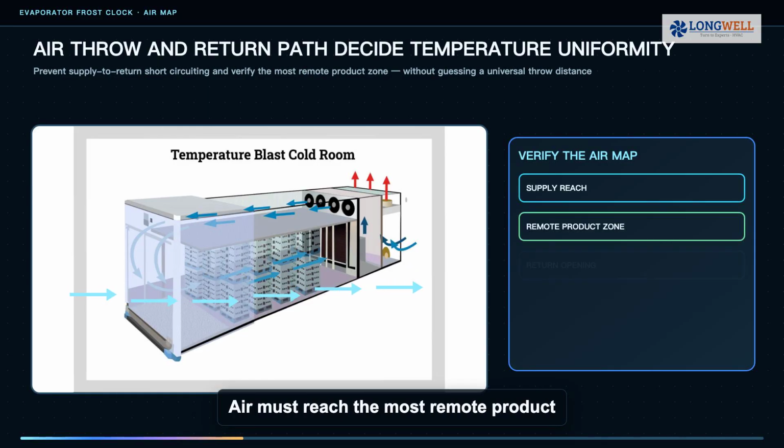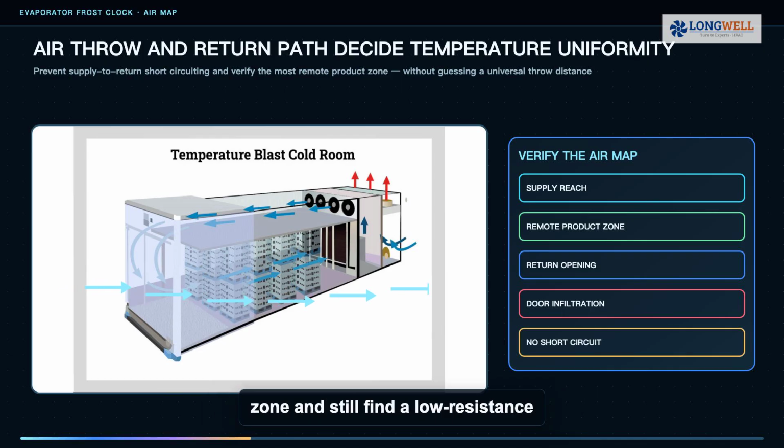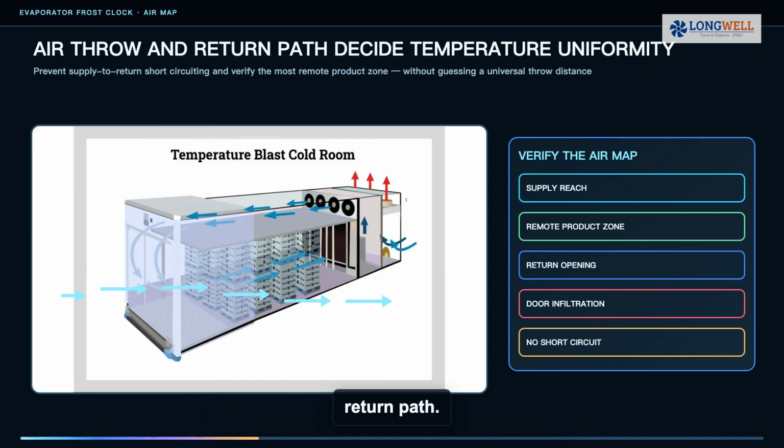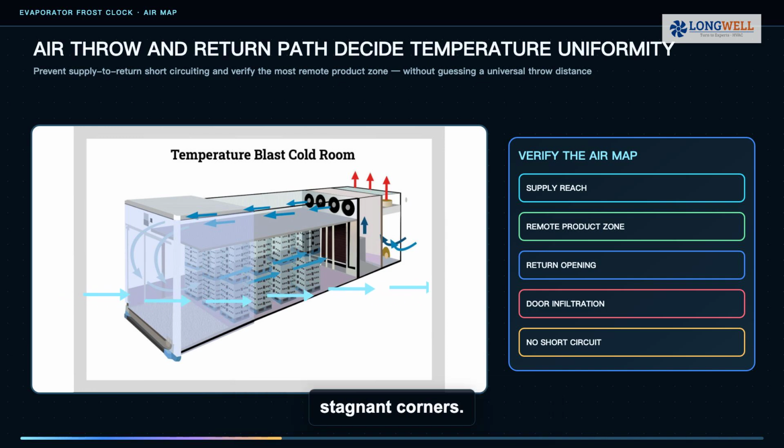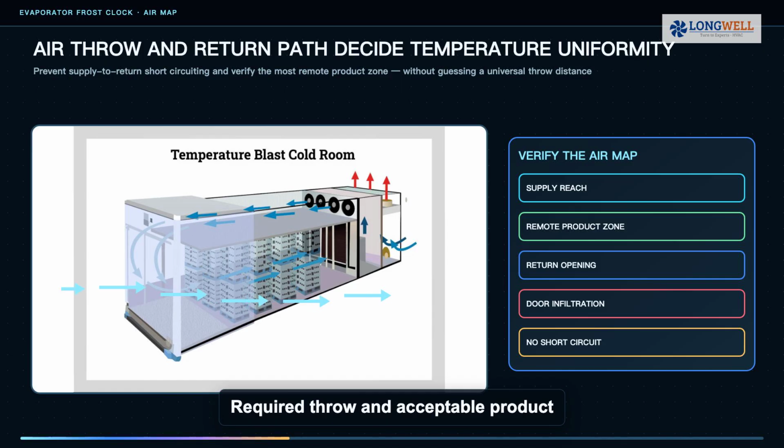Air must reach the most remote product zone and still find a low-resistance return path. Check for supply-to-return short-circuiting, blocked aisles, door infiltration and stagnant corners. Required throw and acceptable product velocity are project-specific.